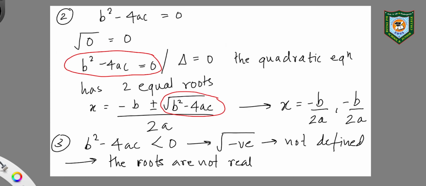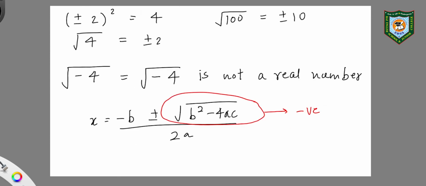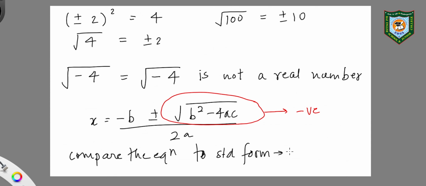And one thing that I missed pointing out, whenever we are talking about b square minus 4ac, we always compare the quadratic equation to our standard form. And the standard form is ax square plus bx plus c is equal to 0. That is how we get the values for a, b and c.